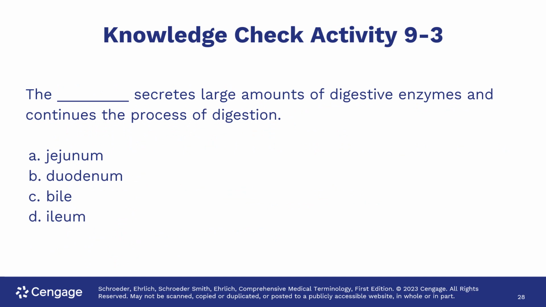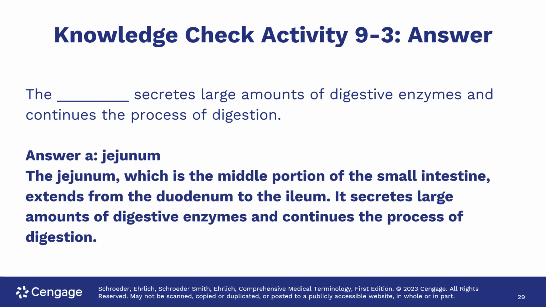What secretes large amounts of enzymes to continue digestion? The wording tells you something about the location of the organ. The jejunum, right? It's in the middle, so it's continuing, not at the beginning. And the ileum is mostly about absorption of nutrients.